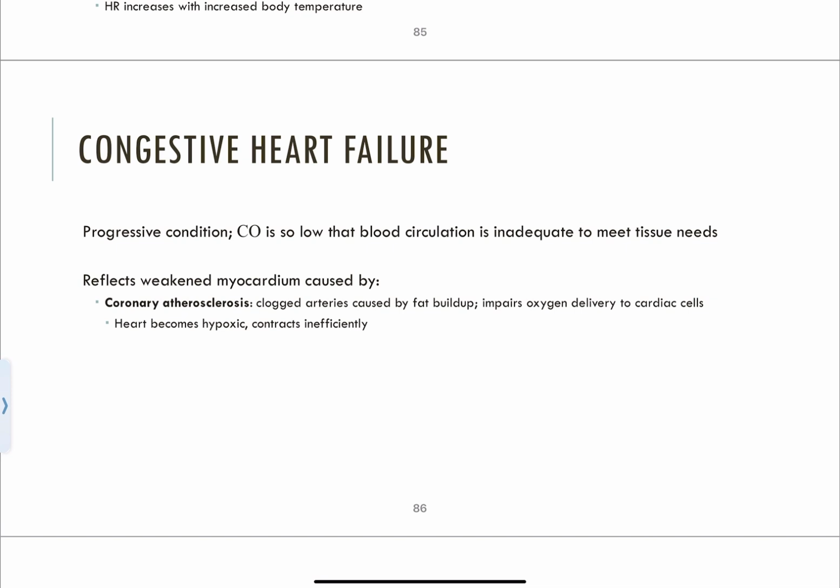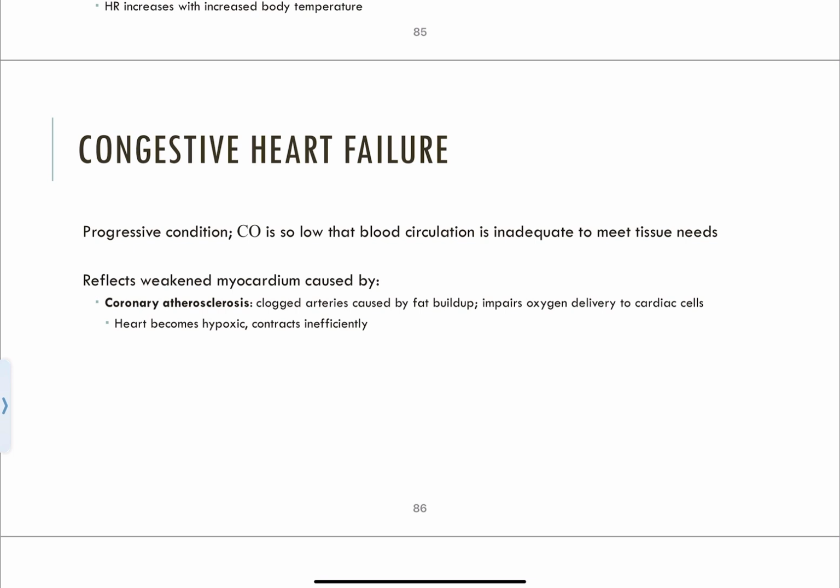Okay, congestive heart failure. This is a progressive condition where your cardiac output is so low that blood circulation is inadequate to meet the tissue's needs themselves. What this is caused by is really an issue with your cardiac muscle cells themselves, so your myocardium. If you have a really weak myocardium, this can cause congestive heart failure.